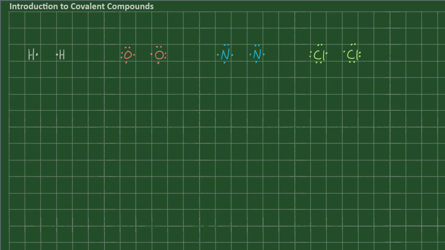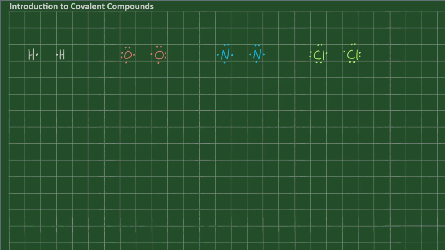Hello good people, I'm going to continue talking about covalent compounds. I'm going to use 4 diatomic molecules to illustrate the different ways that electrons can be shared. Recall that diatomic simply means a molecule that is made up of 2 atoms. In order to demonstrate what is happening, I have drawn Lewis dot structures.